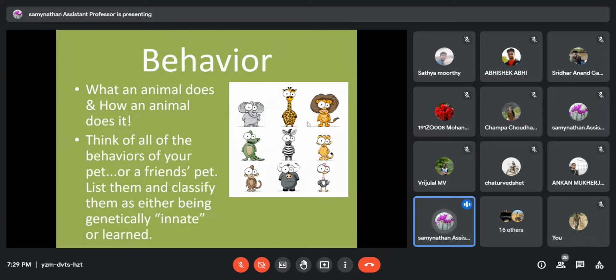Next one, behavior: what an animal does and how an animal does it. Think of all of your pet's behaviors, your friends' pets, list them and classify them. There are two types of behavior: first one, innate, and learned. Okay, innate behavior and learned.